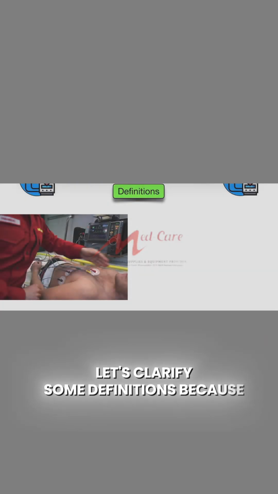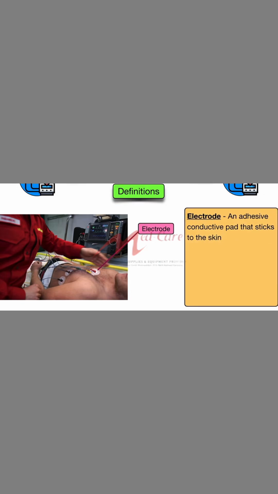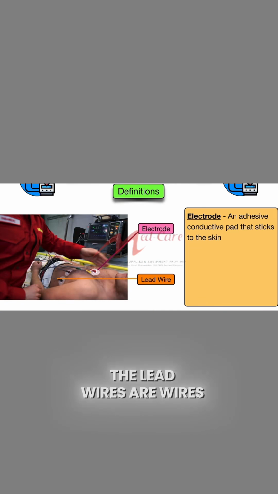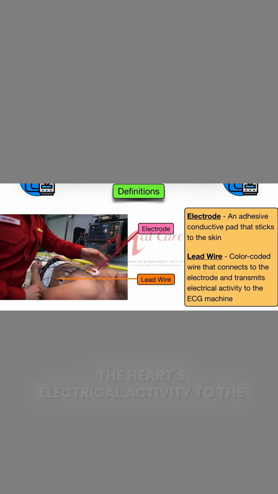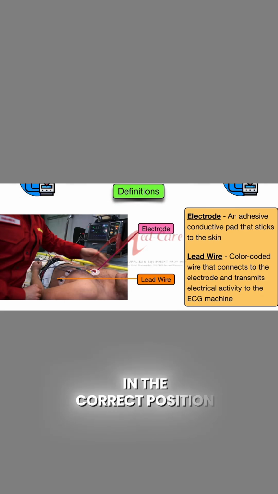First, let's clarify some definitions because a lot of people get this wrong, so do not skip this part. In order to obtain a 12-lead ECG, 10 electrodes are placed on the skin. Electrodes are the sticky pads that are placed on the body in certain positions. The electrodes allow the electrical activity of the heart to be recorded. The lead wires are wires that are connected to the electrodes, and they transmit the heart's electrical activity to the ECG machine. The lead wires are typically color-coded, and they need to go in the correct position.